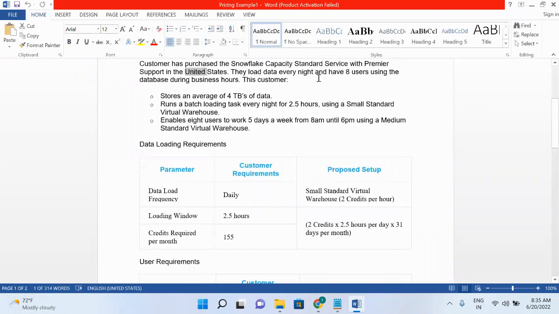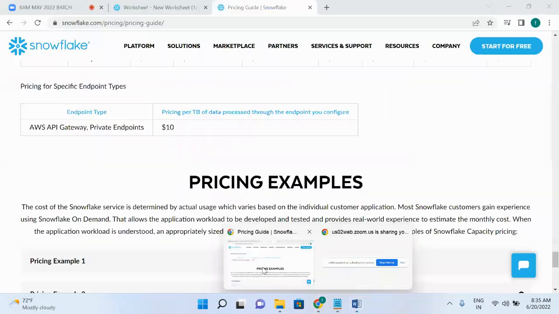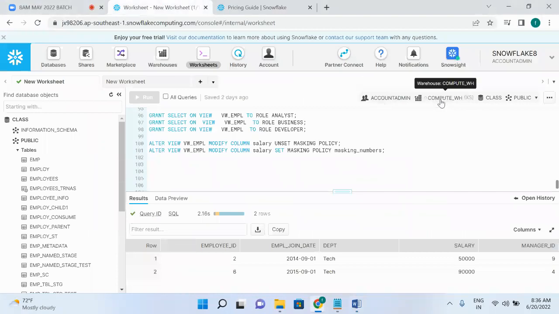They're telling us that there are 8 users, and the data load is on an everyday basis, right? This is the basic thing. Coming to India, it stores an average of 4 terabytes of data per month, and the data load runs every day for 2.5 hours. It means indirectly that for 2.5 hours the data load will happen in this particular virtual warehouse utilization.